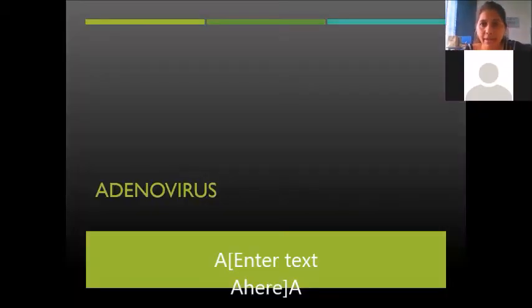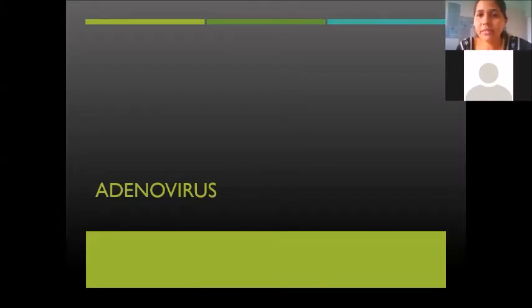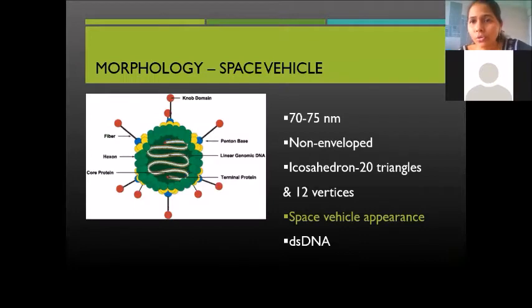Today is DNA virus, our first session. Let us begin with adenoviruses. So you all know that its morphology is like a space vehicle. This is how the adenovirus looks.